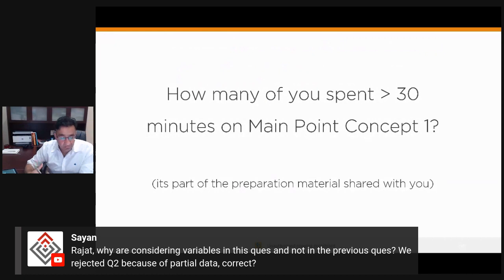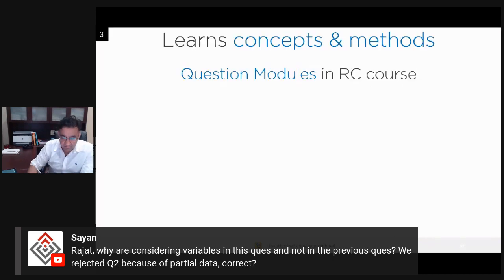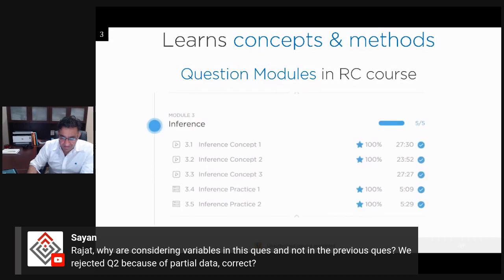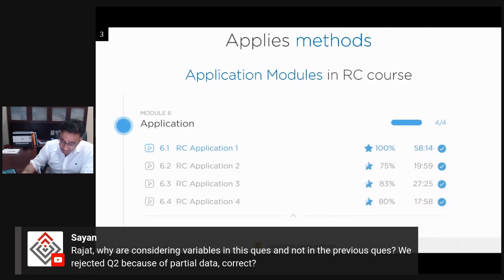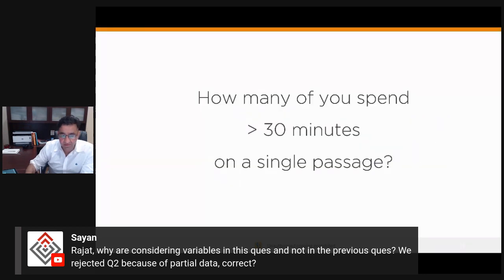If you've gone through the main point concept, which is on the e-GMAT platform, I want to ask how many of you have spent more than 30 minutes on that? It's people who score that 90th percentile who analyze each and every answer choice. They're not just happy with saying, hey, we got the answer right, we are happy. They want to make sure they get the answer right for the right reasons. Then make sure you learn each and every concept and each and every application properly. And only then you go and practice questions.